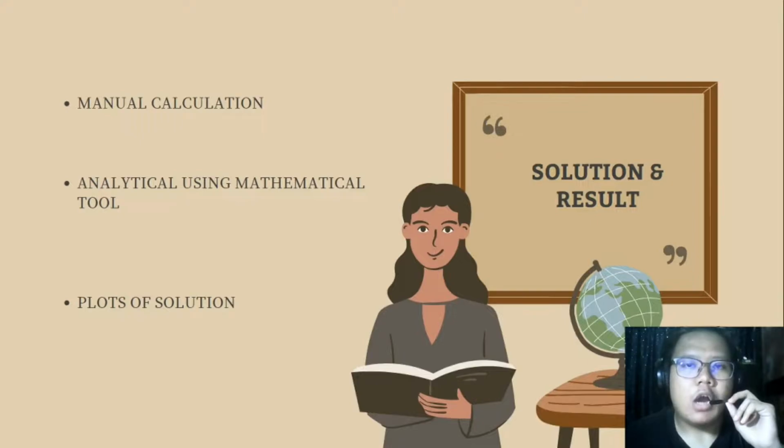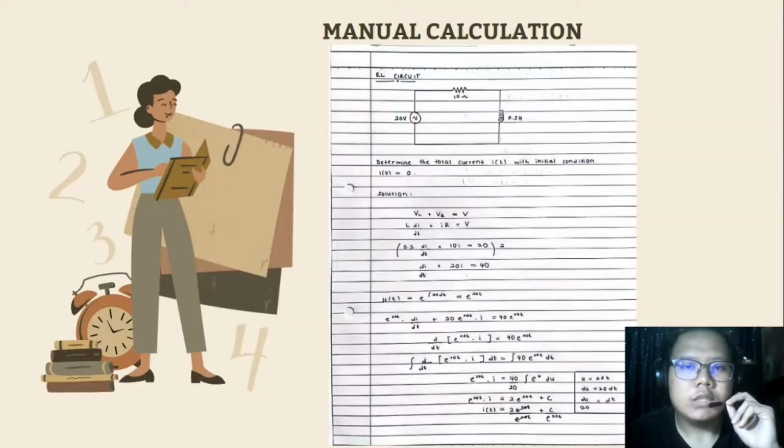For today, I want to present to you about the solution and result. We have three things I want to present to you: the manual calculation, analytical using mathematical tool, and plot of solution. For manual calculation, we use the RL circuit, which has a voltage source of 20 volts, for inductance we use the value of 0.5 Henry, and for the resistor we use 10 ohm.